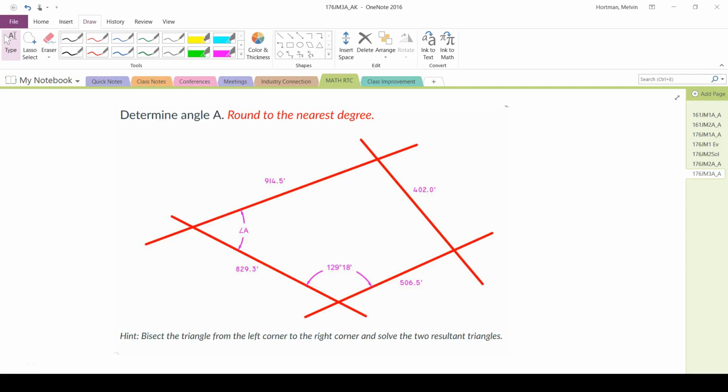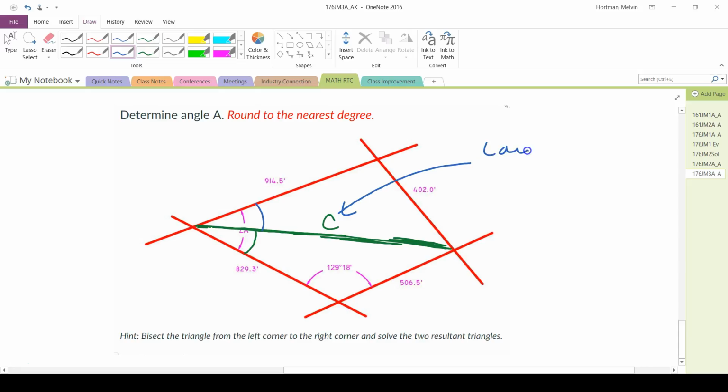So question 3 is not only difficult to conceptualize, but it's a long problem. We have a hint to bisect this triangle from the left to the right side. This breaks us up into two triangles, where we could solve for C, the bisecting line, then solve for the bottom half using law of sines, and then solve for the top half using law of cosines. But first we need to solve for C, and we'll solve for C using the law of cosines. So let's begin.